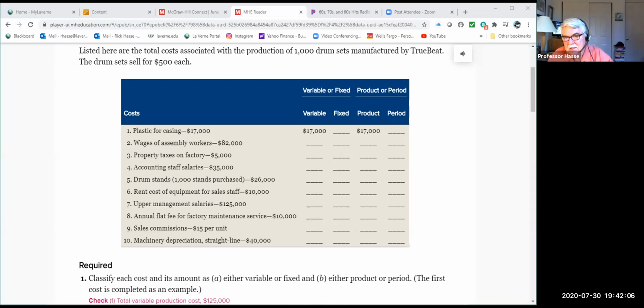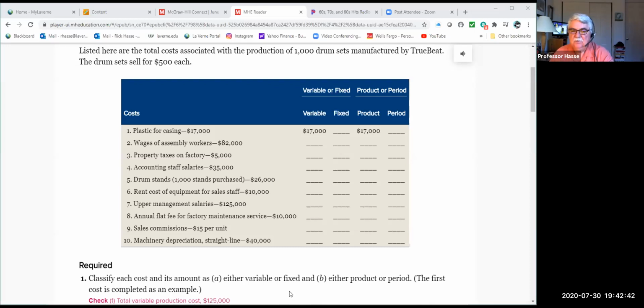Jessica, number 10, machinery depreciation, straight line, variable, fixed, product, period. Well, I see depreciation, and I know that can kind of fluctuate, but when it says straight line, that's where I'm getting confused. I would say variable product. If we're paying straight line depreciation, $40,000, no matter how many units, fixed. Yeah, fixed product. Fixed product, exactly right. Very good, Jessica. Thank you, Jessica.